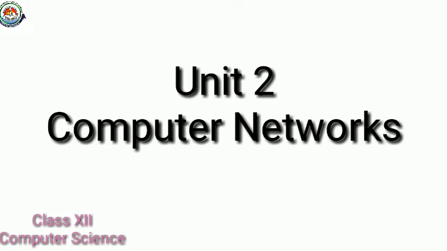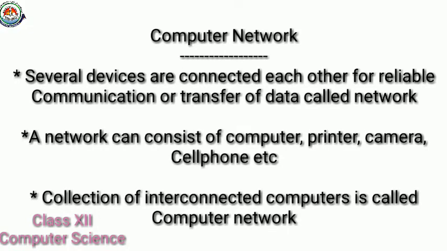Computer networks. What is a network? Several devices are connected to each other for reliable communication or transferring of data. That is called a network. A network can consist of a computer, printer, camera, cell phone, etc. Many devices will be there. All this combination is called a network.